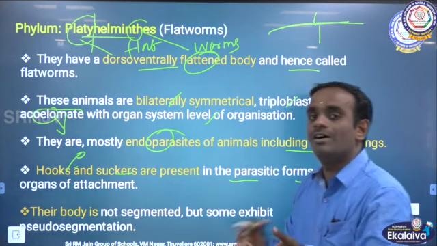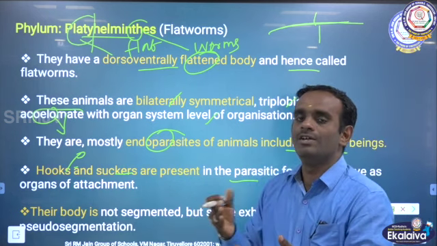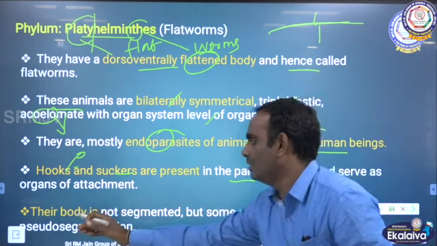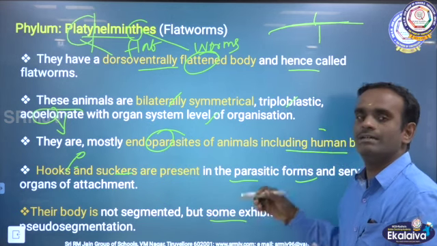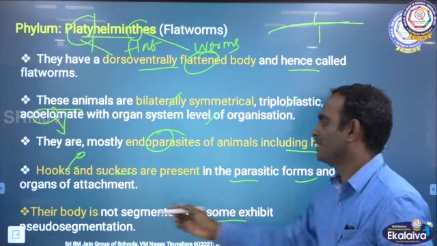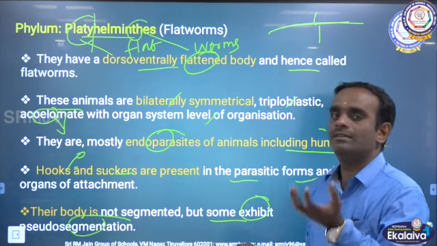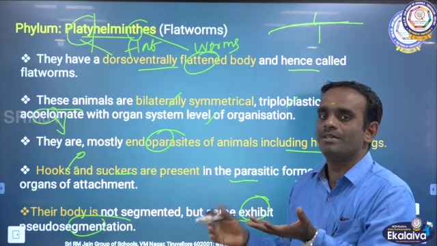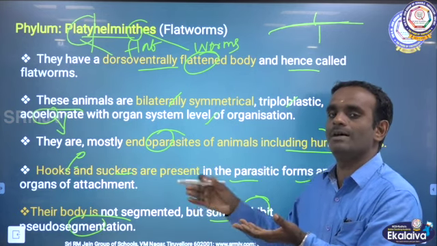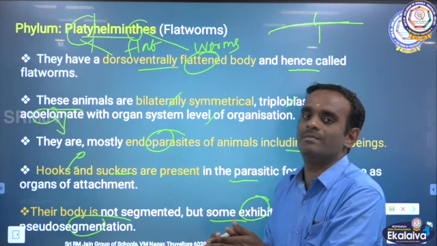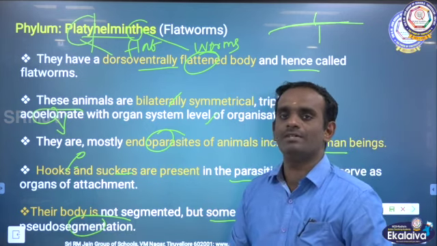Their body is not segmented. In the worm there is no segment at all. The body is not segmented, but in some cases it exhibits pseudosegmentation, that means false segments. So there is no true segment, but some animals have false segments. So it is said to be pseudosegmentation. Can you get my point?